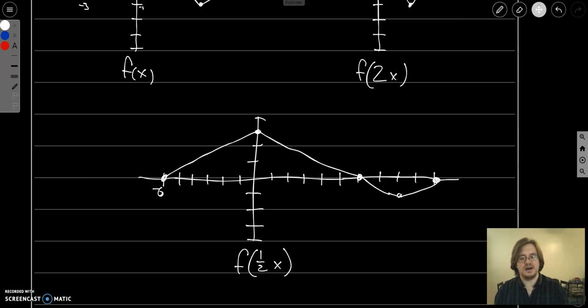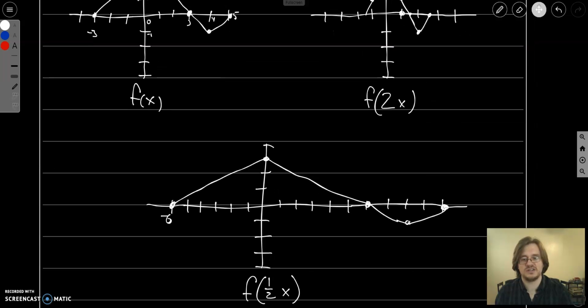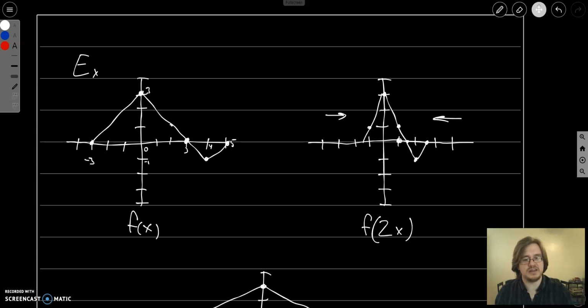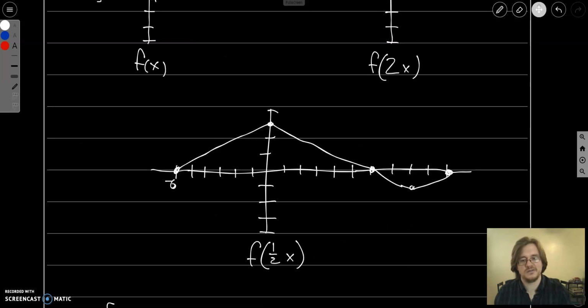So again, when you multiply by a number that's between 0 and 1, so it's still positive, but between 0 and 1, we're going to stretch our function, as opposed to multiplying by a big number, which means that we're going to compress our function. Essentially, we have to compensate for those numbers by stretching or shrinking.